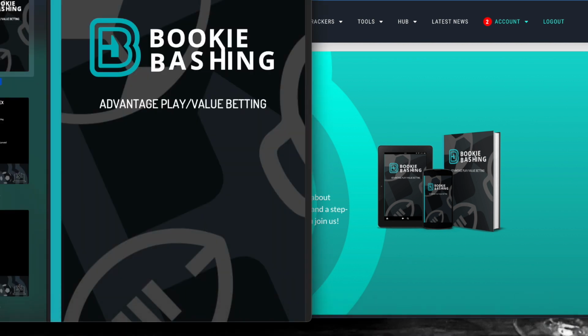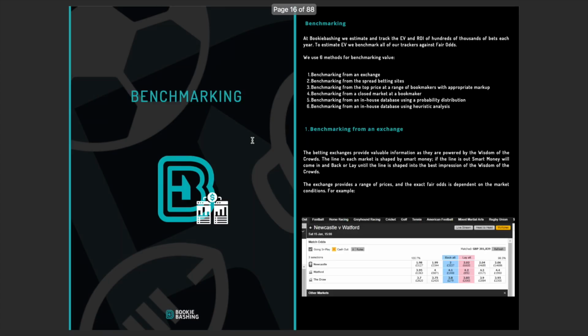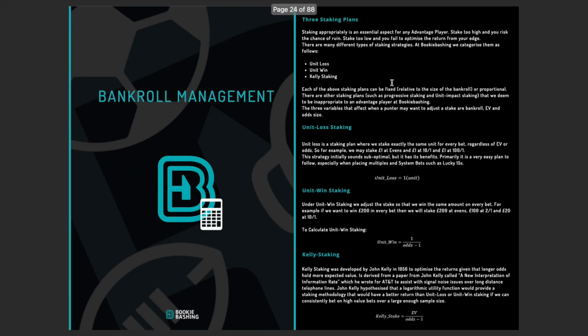So I've got the ebook here, with various chapters on different topics such as benchmarking, bankroll management, and what is advantage play. I'm just going to go over to the bankroll management chapter. And here we've got a description of 3 different staking plans: unit loss, unit win, and Kelly staking. Unit loss is quite simple. It's just staking exactly the same stake on every single bet. You know, a tenner at evens, a tenner at 100 to 1, a tenner at 50 to 1, a tenner at 1,000 to 1. So just whatever unit you want on every bet.